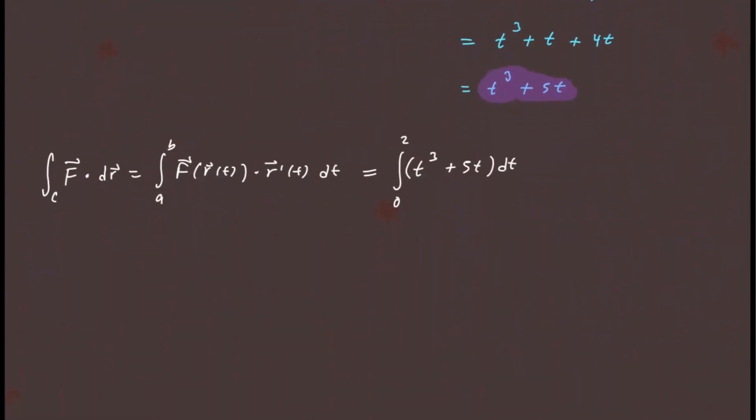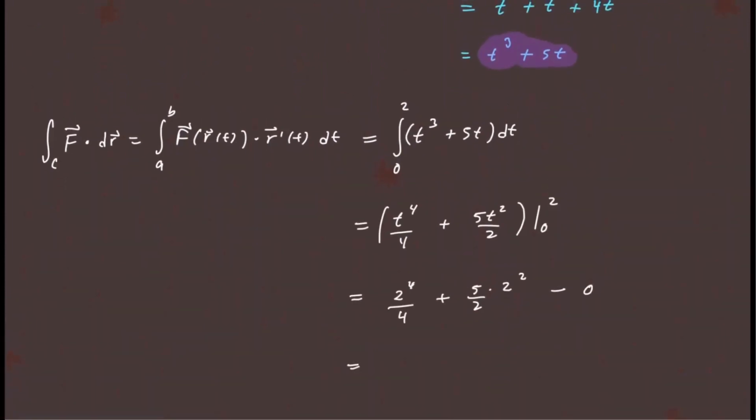Now this integral is super easy to work out. The integral of t cubed is t to the fourth over 4, plus the integral of 5t with respect to t, which is 5t squared over 2. Now we evaluate this from 0 to 2. Plugging in the upper limit, we have 2 to the fourth over 4 plus 5 over 2 times 2 squared. Plugging in the lower limit, you'll get 0. So 2 to the fourth is 16 divided by 4, that's 4, plus 2 squared is 4, divided by 2 is 2, 5 times 2 is 10. So this is going to be 14. The value of this line integral is 14.